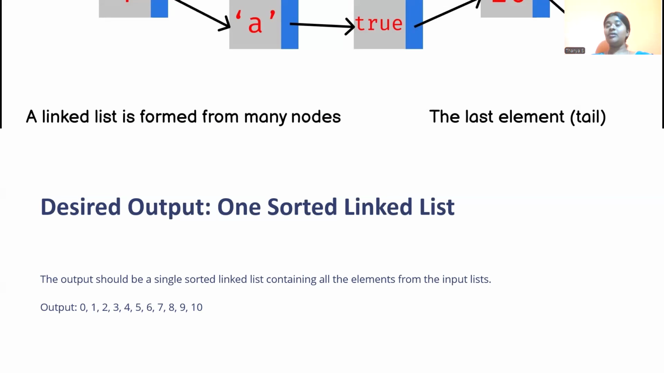As we saw before, there were three input lists: 1, 3, 5, 7, 2, 4, 6, 8, and 0, 9, 10, all in ascending order. As you can see here, the output they have given us is 0, 1, 2, 3, 4, 5, 6, 7, 8, 9, 10. So this is the ascending order of the given question.